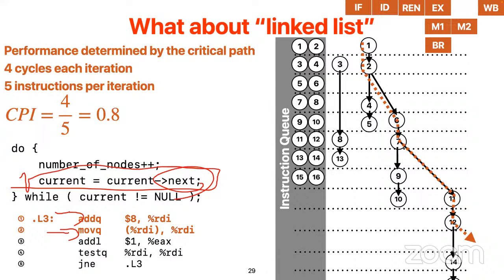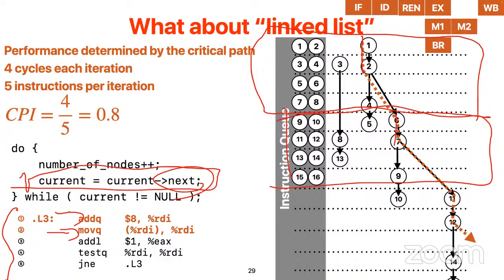Okay, and through this data flow graph analysis or through this critical path analysis, one thing you figure out is that for this iteration, I have 5 instructions in total. But the performance is completely depending on a dependency chain of 1, 2, and the next iteration of 6, 7. You will figure out that each iteration takes 4 cycles to execute on average.